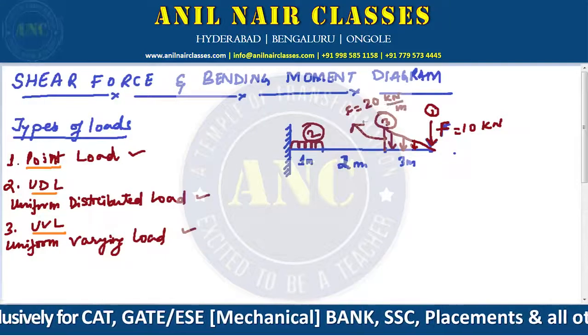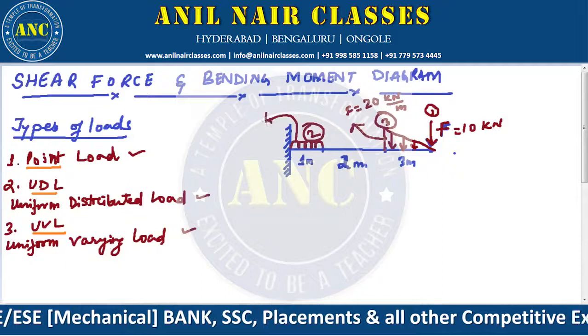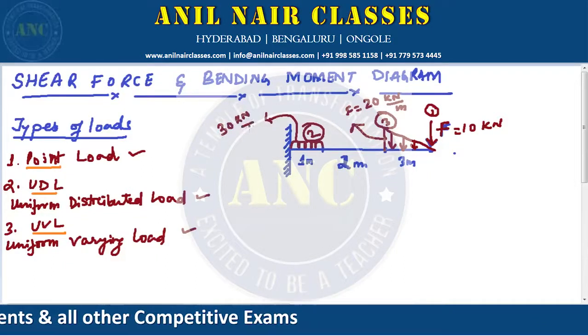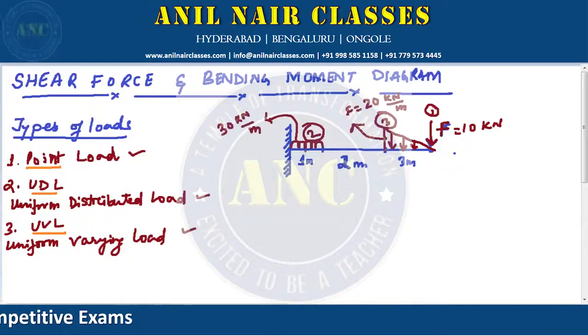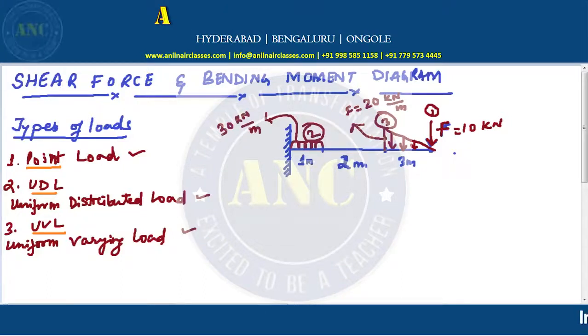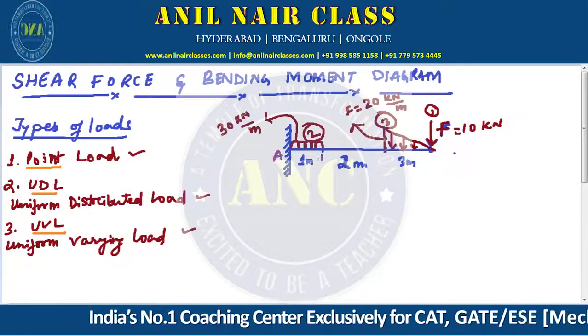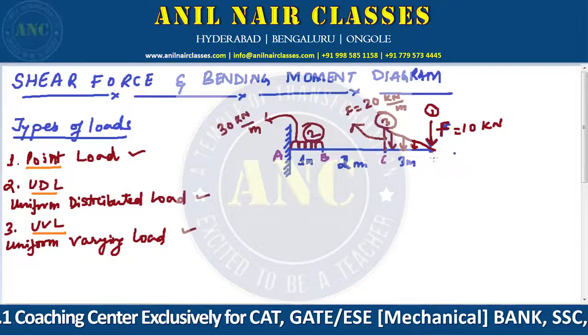Kilonewton per meter. Similarly, say this is 30 kilonewton per meter. So in this case, if I have to convert this into a free body diagram, what it will be, say this is A, this is B, this is C, this is D.